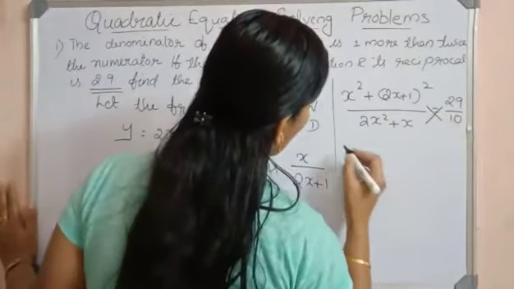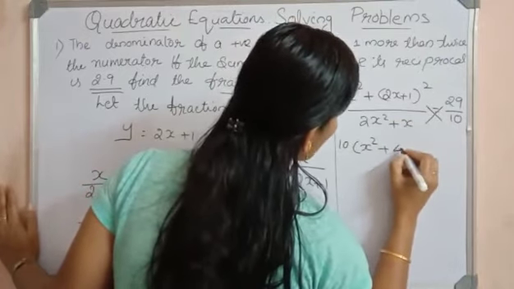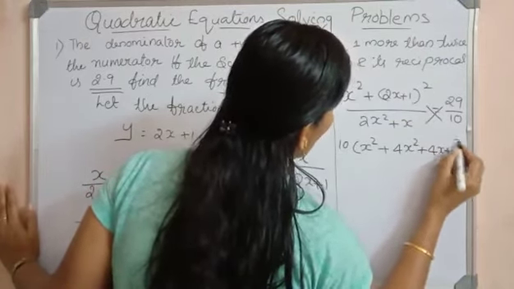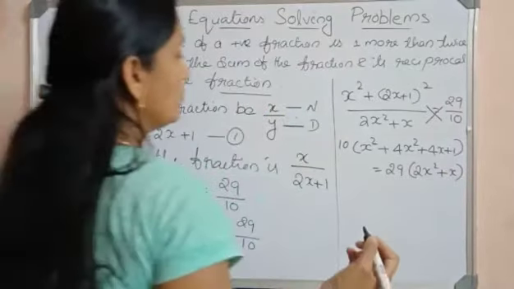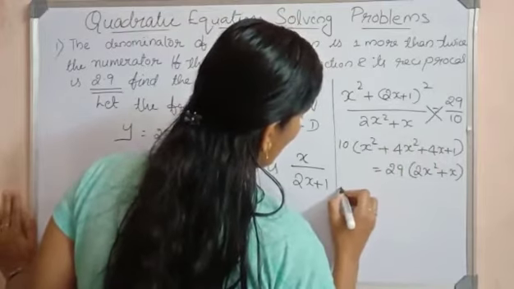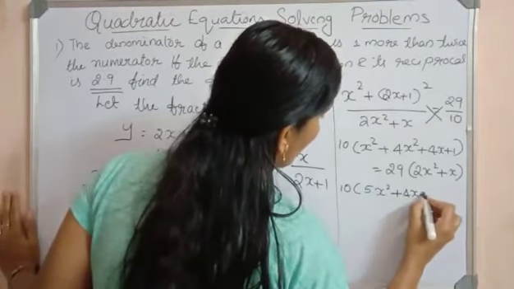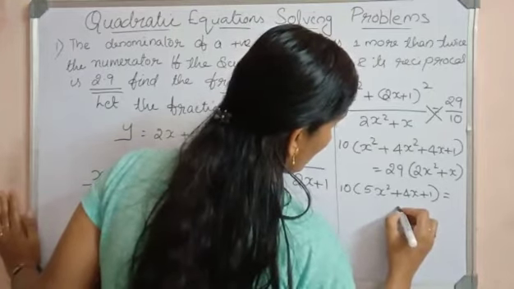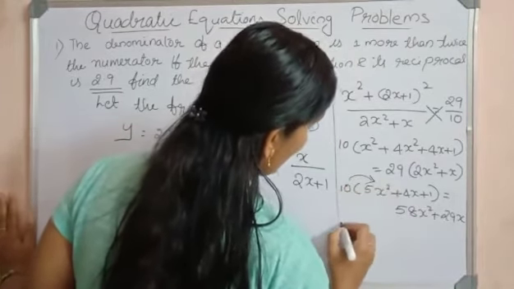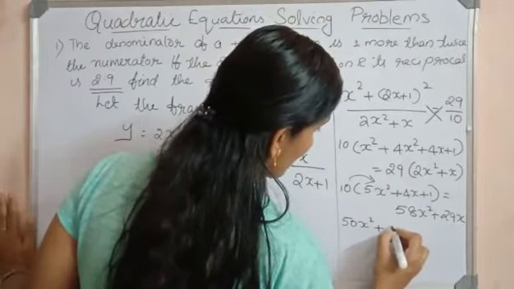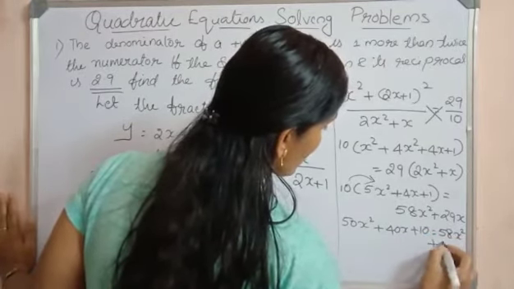Cross multiplication. 10 into x square plus 2x plus 1 the whole square, which is 4x square plus 4x plus 1, is equal to 29 into 2x square plus x. Again on simplification, 10 into 5x square plus 4x plus 1 is equal to 58x square plus 29x. Multiplying 10 inside, 50x square plus 40x plus 10 is equal to 58x square plus 29x.